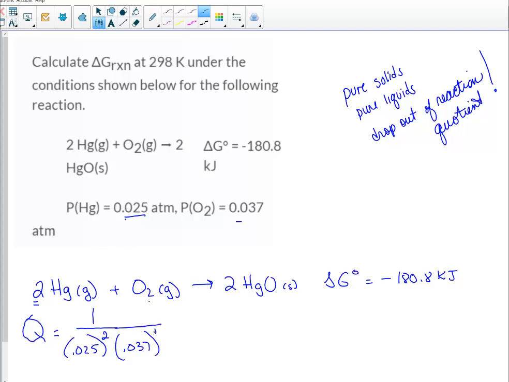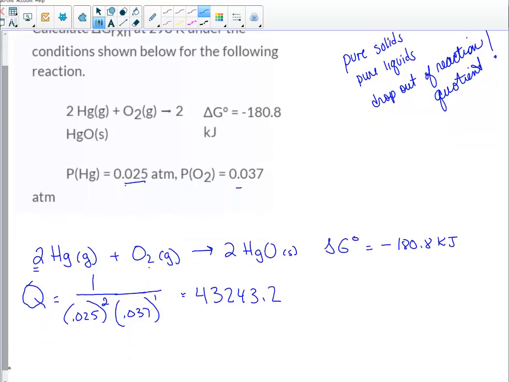Since those are both reactants, they belong under this fraction, right? The quotient will have the reactants at the bottom. So 1 divided by 0.025 squared and by 0.037 gives me a reaction quotient of a very large number, 43243.2. Very large. That tells us that the forward direction is very much favored, as does the negative delta G sign.